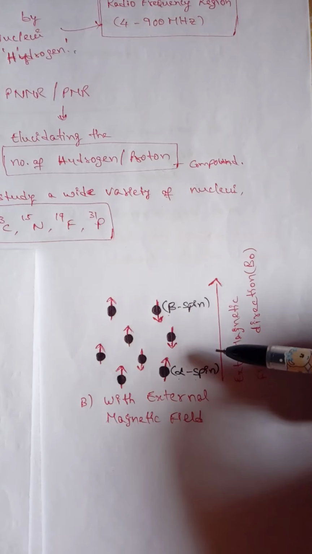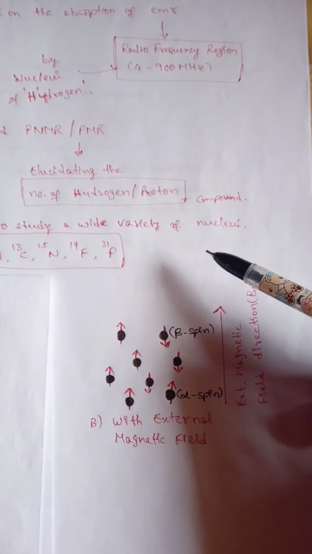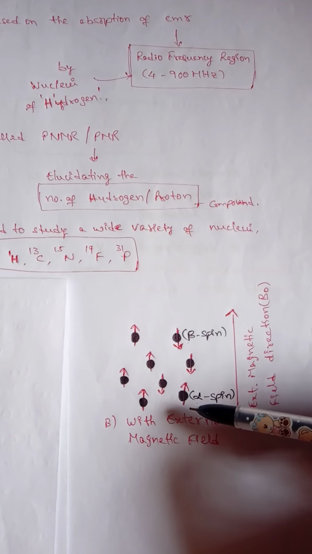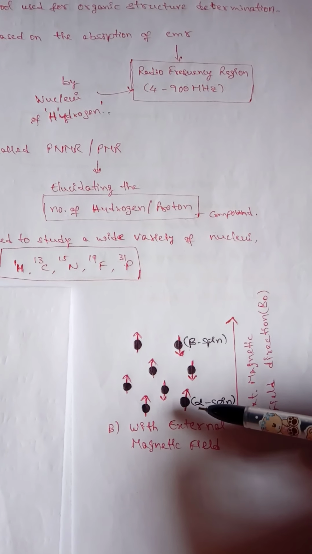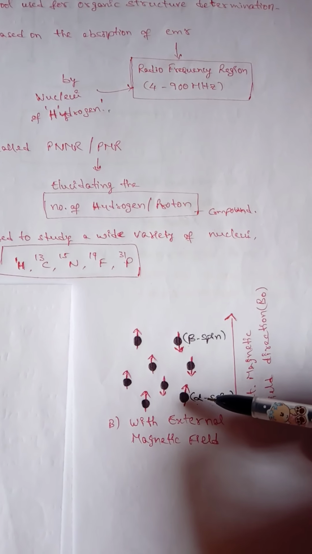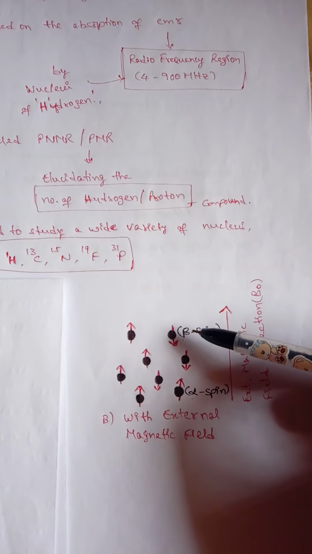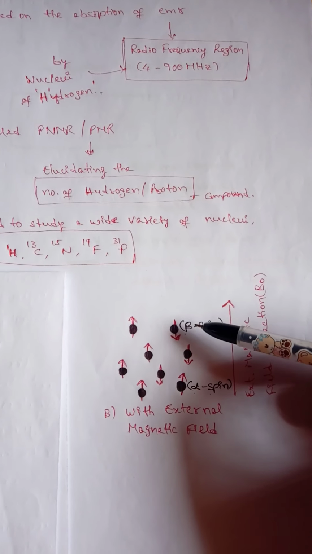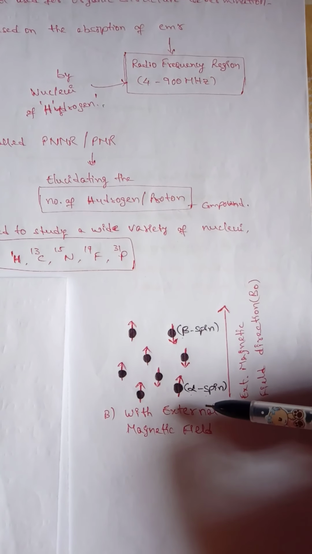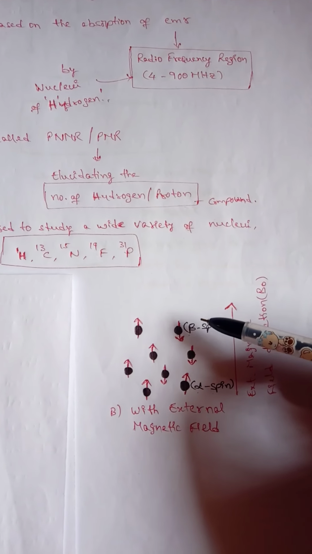If we see carefully, there are only two directions of nuclear spins, that is, along with the field or against the field. The nuclear spins along with the field have alpha spin, also called alpha nuclear spin, and the nuclear spin against the field is called beta spin or beta nuclear spin. In general, the nuclei at alpha spin have low energy, and the beta spin nuclei have high energy.